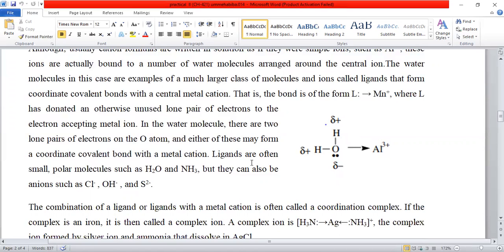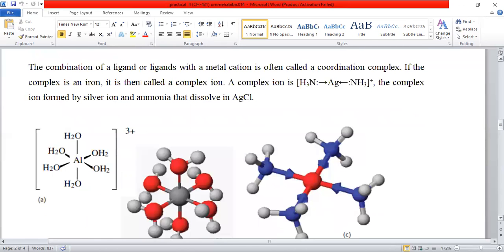So ligands are often small polar molecules, for example, water and ammonia, but they can also be anions, for example, chloride ions or hydroxide, etc. The combination of a ligand with a metal cation is often called a coordination complex. If the complex is an ion, it is then called a complex ion. For example, here you can see diamine silver.